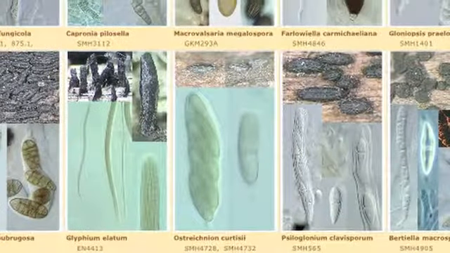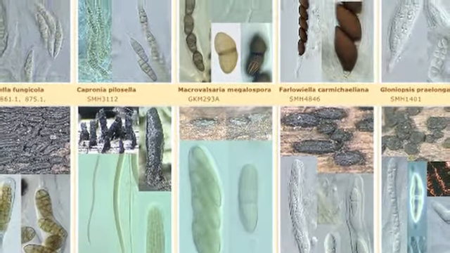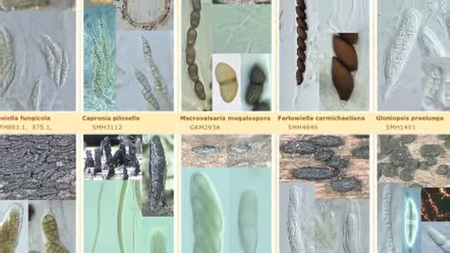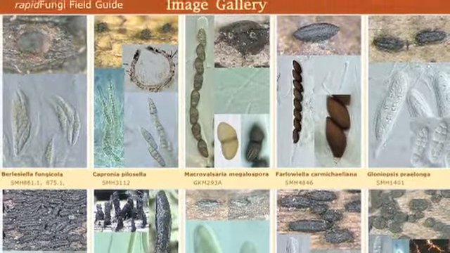We're putting together 200 of the more common fungi that occur on wood in tropical habitats to produce this field guide that will aid in our own collecting and for our colleagues in the field.